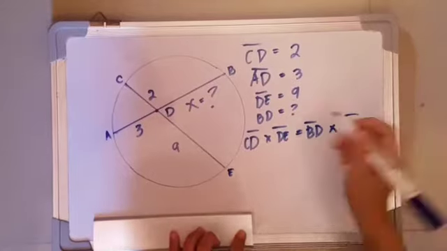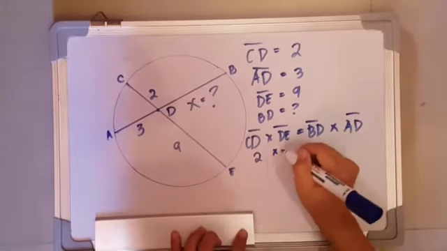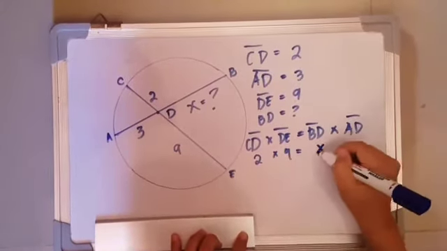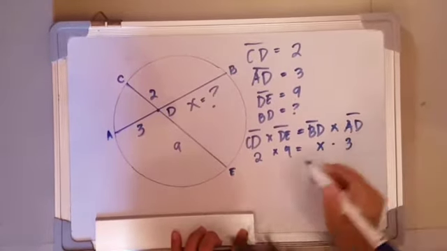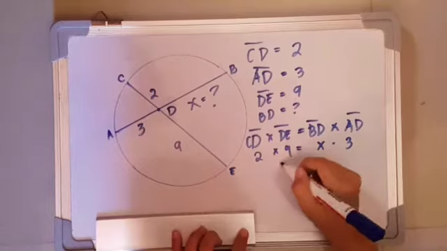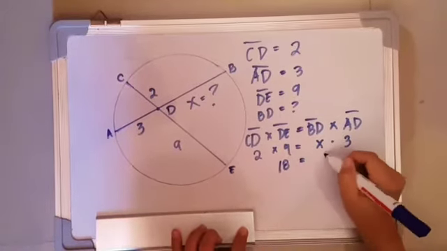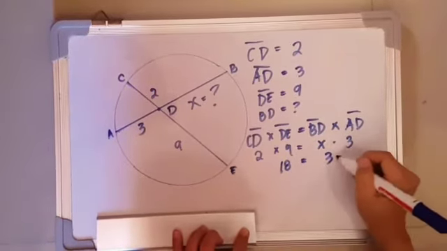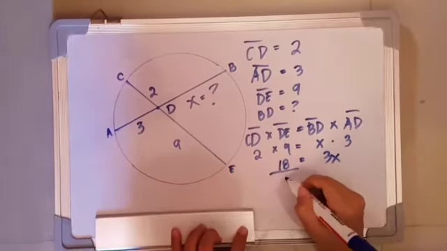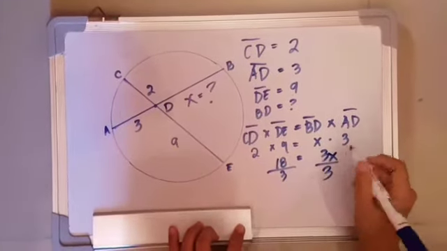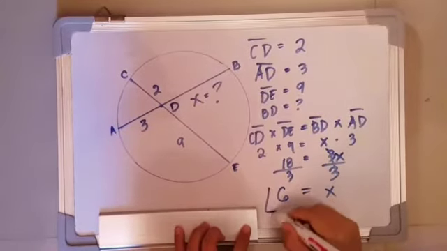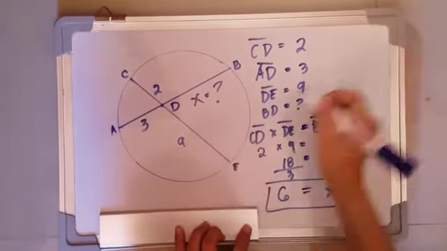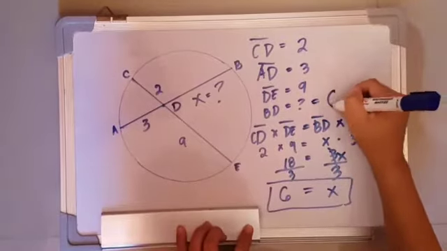So, substitute. 2 times 9 equals x, which is unknown, times 3. 2 times 9 equals 18. x times 3 is equal to 3x. So, divide both sides by 3. Cancel. 6 is equal to x. And x is equal to 6. So, the line segment BD is equal to 6.